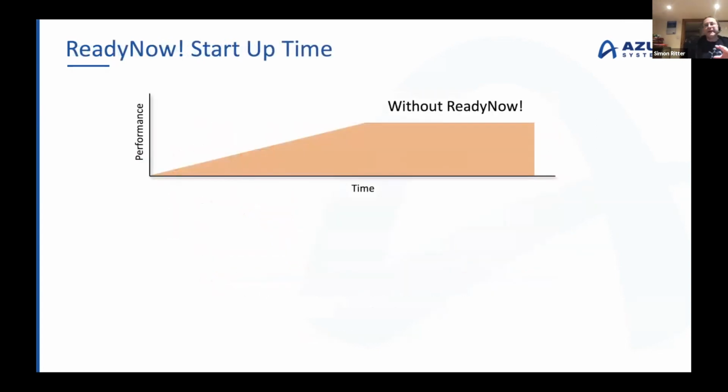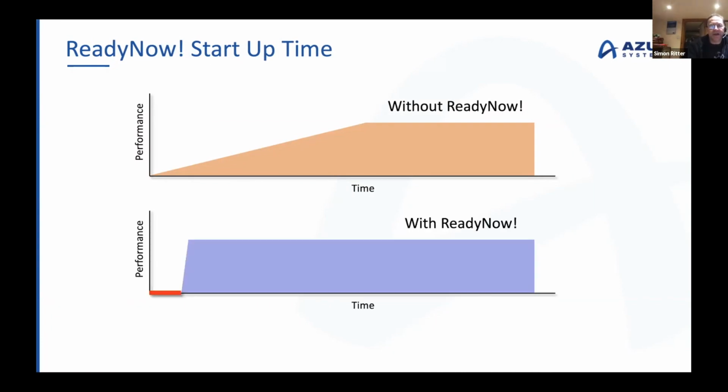Now, there is just one little bit of a downside to this. If we look at a sort of simplified graph of how the application looks without Ready Now, we've got our warm-up slope until we get our optimum level of performance. If we look at it with Ready Now, it's much better in terms of we've got a much steeper graph and we get to that optimum level of performance much more quickly. But there's this kind of blank section here where the JVM has to do all the class loading, initialization, and compilation before we can actually start running the main entry point.